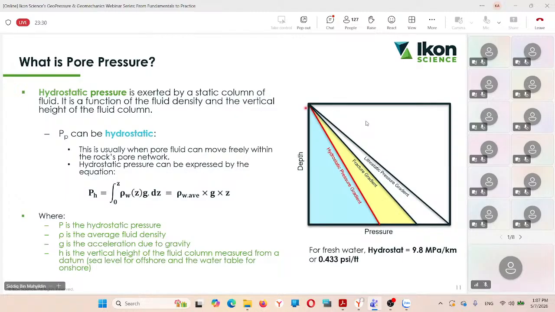We have depth versus pressure. This is our hydrostatic pore pressure increasing with depth. We also put the fracture gradient and lithostatic pressure gradient as well. But at the moment, just focus on this hydrostatic pressure gradient, because it's going to be a reference on how we understand our pressure data.